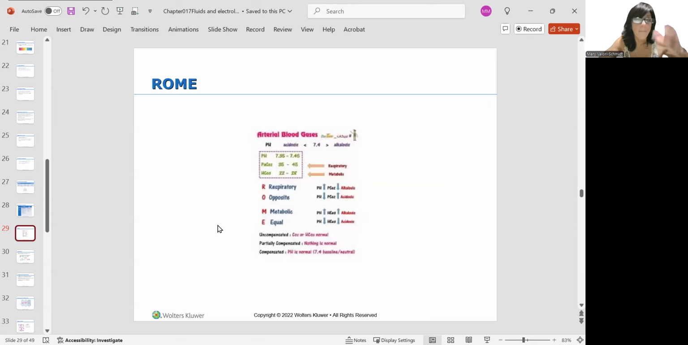Here is the ROME method for figuring out ABGs. Remember, respiratory opposite, metabolic equal. When you're trying to figure out ABGs, look at the pH first. Is it high or is it low? If it's low, it's acidic. If it's high, it's alkalotic. Is it respiratory or metabolic? Look at the CO2 and the bicarb and see, is it respiratory opposite or metabolic equal? That'll tell you what kind of imbalance they're in.